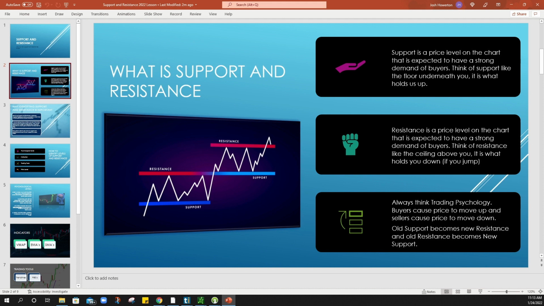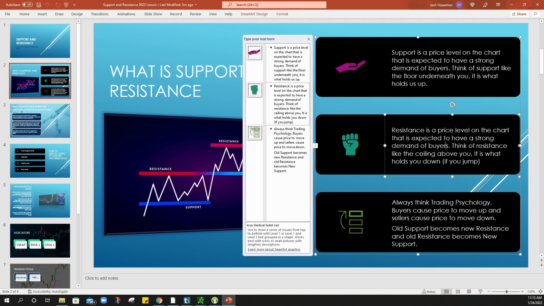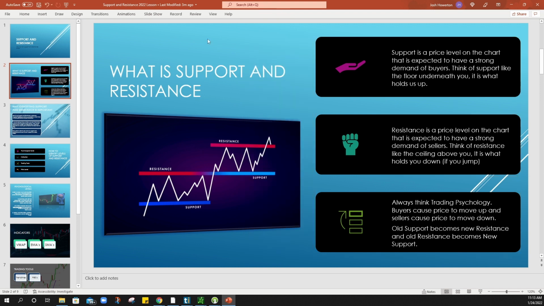of buyers. Resistance is a price level on the chart that is expected to have a strong demand of buyers. I think I completely messed that up. Give me 1 second. I apologize for absolutely butchering this. Sellers. There we go, Josh. Now we're on the right page. You guys are like, whoa, hold on here. I'm very confused now.